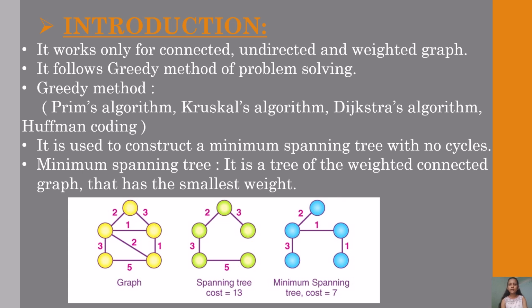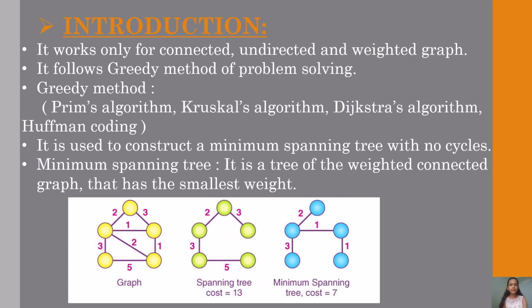Before applying Prim's algorithm on any given problem, the user must know some key points. It works only for connected, undirected and weighted graphs. It usually follows the greedy method for problem solving. Greedy method is one of the problem solving approaches. It builds up a solution step by step by choosing the option that offers immediate benefit.